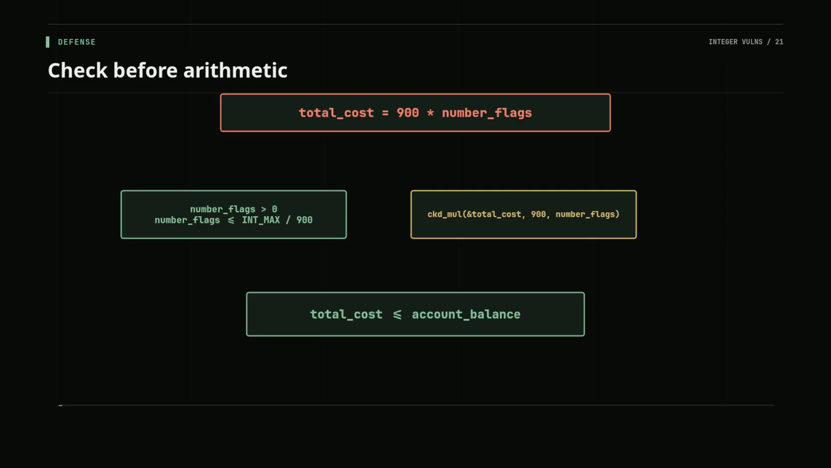The fix is to validate before the operation that can overflow. For Flagshop, ask: is the quantity positive? Is the quantity small enough that 900 times quantity fits? Then calculate, then compare, or use checked arithmetic. In modern C, C23 adds checked integer helpers. Many compilers also have overflow built-ins. The important idea is the same. Make overflow a branch, not a surprise. The input range gate comes before multiplication. The affordability gate comes after a successful calculation.